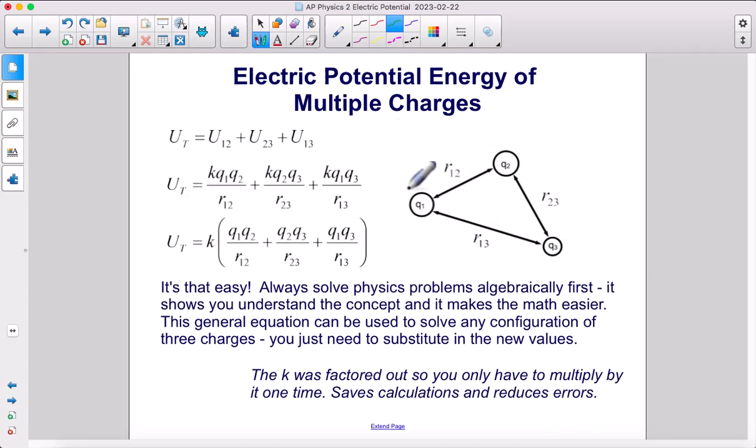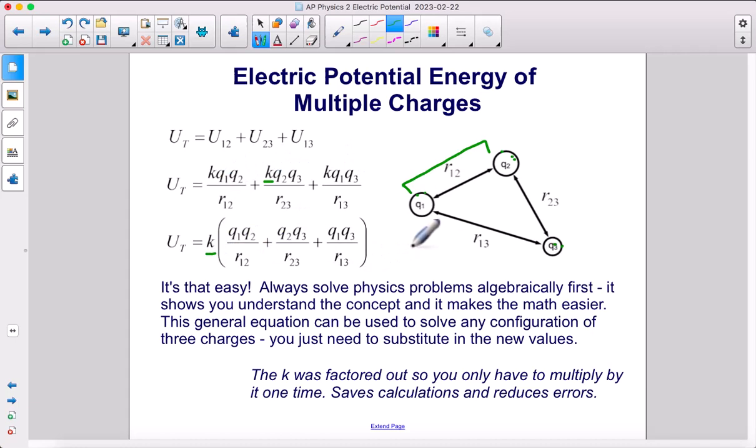All right, so for each pair, we have K Q1 Q2 over R, where Q1 is the magnitude of the first charge, Q2 is the magnitude of this charge, and R is the distance between those two charges. The second term of our equation is going to be the potential energy between 2 and 3, so that is K Q2 Q3 over the distance between them, R2,3. Finally, we do the same thing for the third pair, Q1, Q3, and the distance between them. And look, we can even factor out a K.